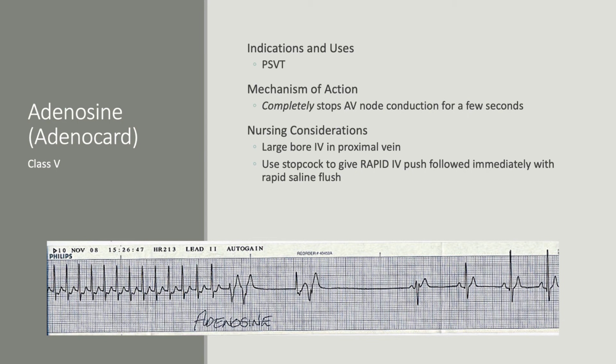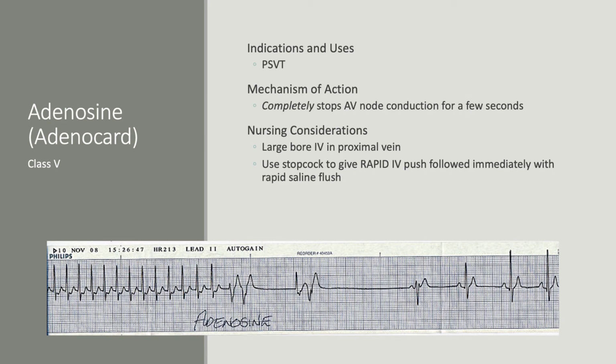It's important, listen to this, it's important when you have somebody who comes into the ER in rapid narrow complex tachycardia, or an SVT, that you use a large bore IV in the antecubital fossa, in the elbow, right? And you put that large bore IV in there, and then you use a stopcock so that you can give the adenosine quickly, followed right away by rapid saline flush.